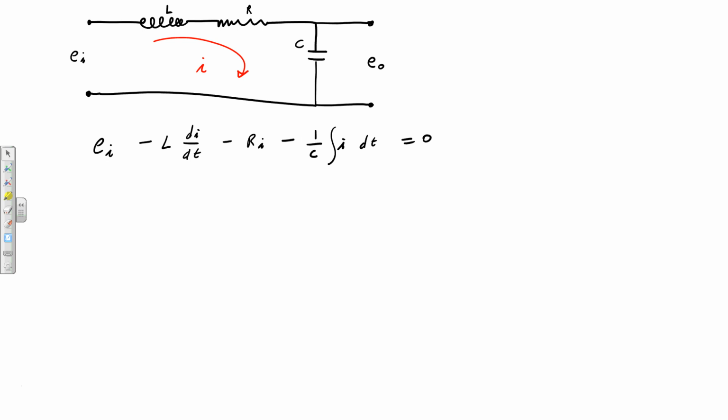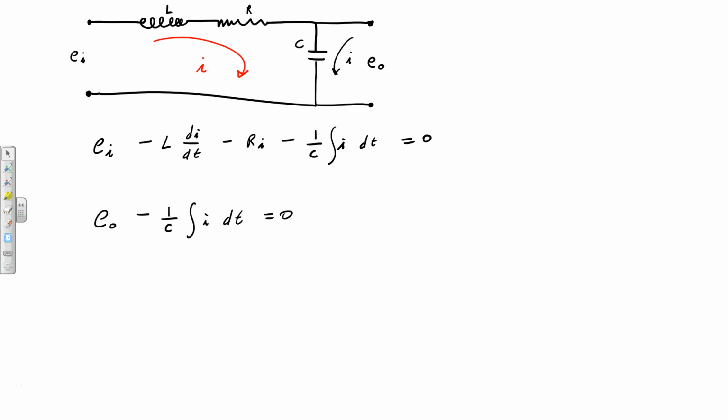Now, we can also do the same thing on the other one. We can say the output voltage minus, the only thing that happens with the output voltage is you're dropping across the same capacitor, so it's 1 over C integral i dt equals 0. Because you have to look at that side. There's kind of like a loop on the other side, really, too. So you have that.